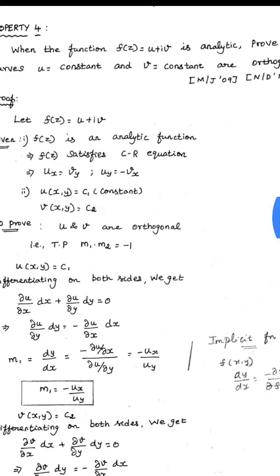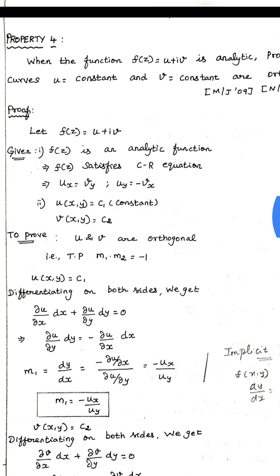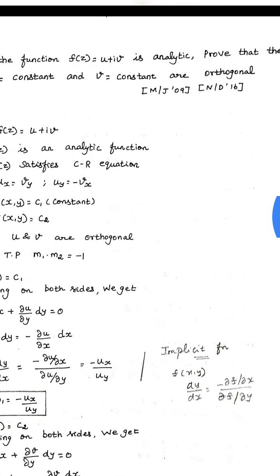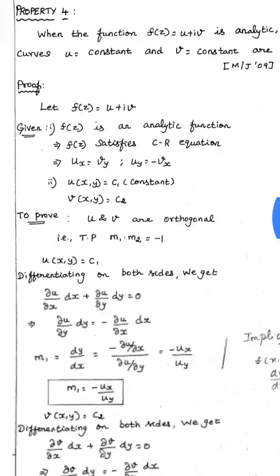Hi students, in the last video we completed three properties. Now we will see property 4. I'll read out the statement of property 4. When the function f(z) = u + iv is analytic, then we are going to prove that the curves u = constant and v = constant are orthogonal.